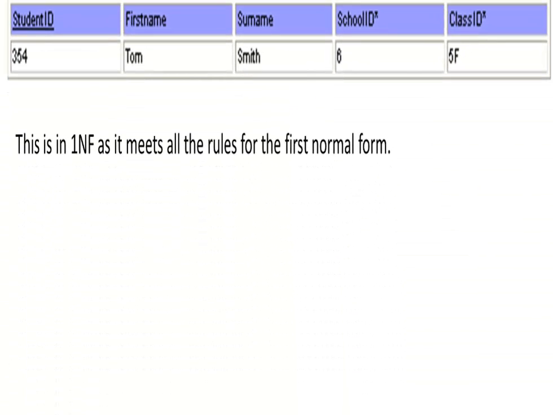Yes, this is in first normal form as it meets all the rules for first normal form. It has its primary key. The data is atomic. Name is split into first name and surname. All the field names are unique, and there is no repeated data.